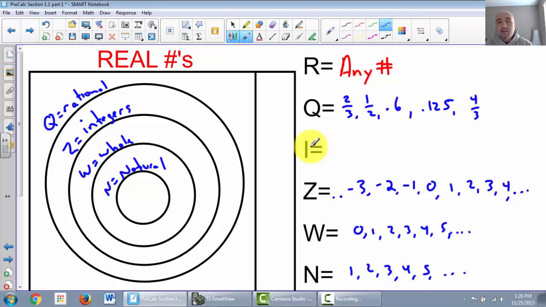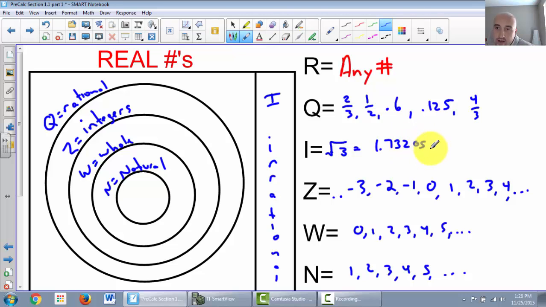And then we have this oddball here, I. Okay, this is the I section. Okay, what does I stand for? I stands for irrational numbers. And those are any numbers that cannot be written as a fraction. So for instance, square root of 3 is equal to 1.732005. And I think there's actually more, but notice that can't be written in the form of a fraction. So those are called irrational numbers.